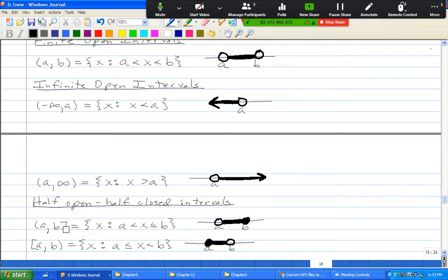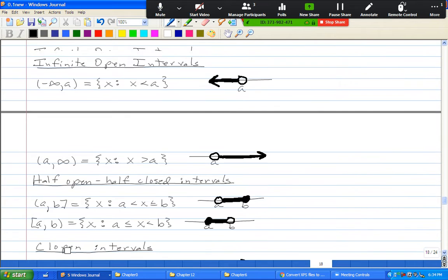The other half open, half closed interval, the set of all numbers between a and b, includes a but not b. So the set of all x between a and b, it includes a but not b. So I have a closed bracket a comma b close parenthesis.